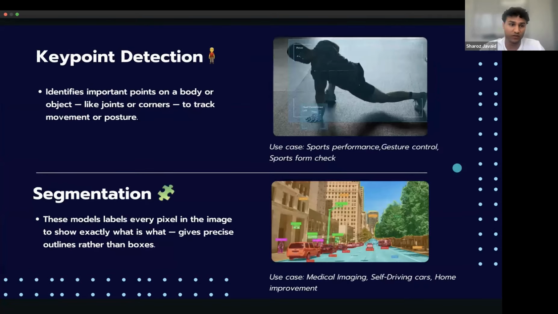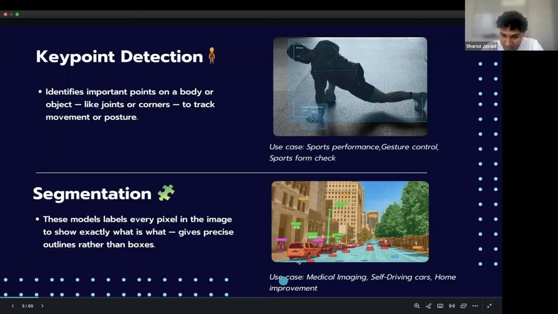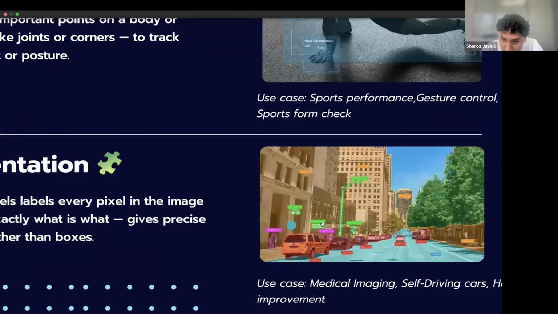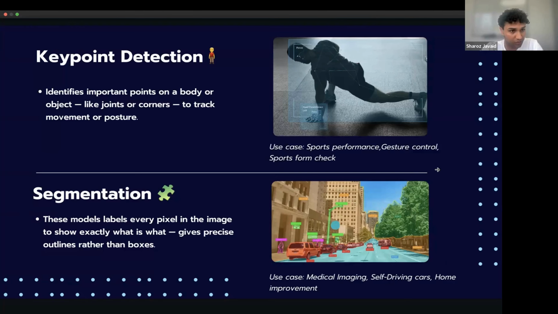Key point detection models. So these identify important points on a body or object like joints or corners. You can use it to track movement or posture. And then finally, segmentation models. These models label every pixel in the image to show exactly what is what and give precise outlines rather than boxes. So you can see here it's having these precise outlines over people. It's really cool.